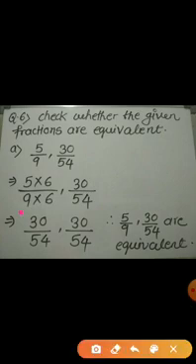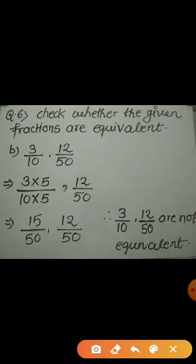So here you can see, if we multiply both numerator and denominator of the first fraction by the same number 6, we'll get the second fraction, which is 30 by 54, right? It means 5 by 9 and 30 by 54 are equivalent fractions.